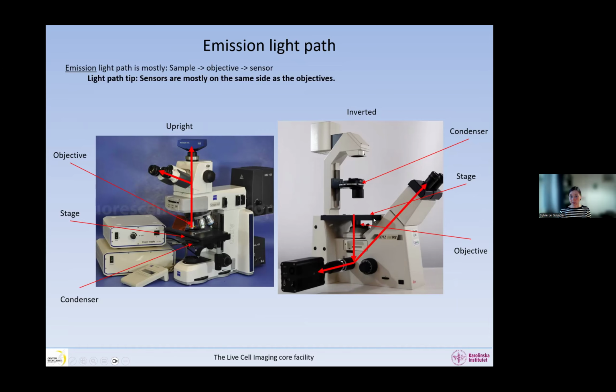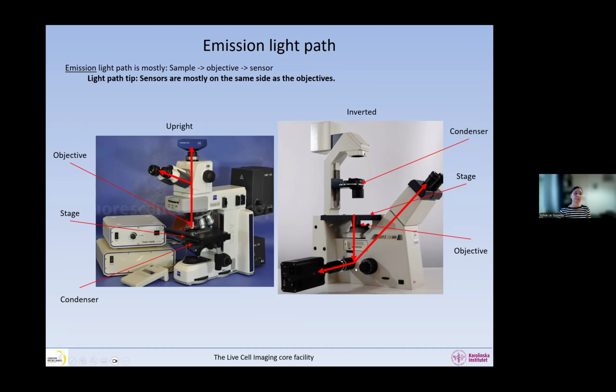And then in here, this is inverted. So the objective is below, so the sample will be here. The light that the objective collects is going to go down, and then it will be sent to this thing, which is a camera, or to the eyepiece. Okay, so this is the emission light path.